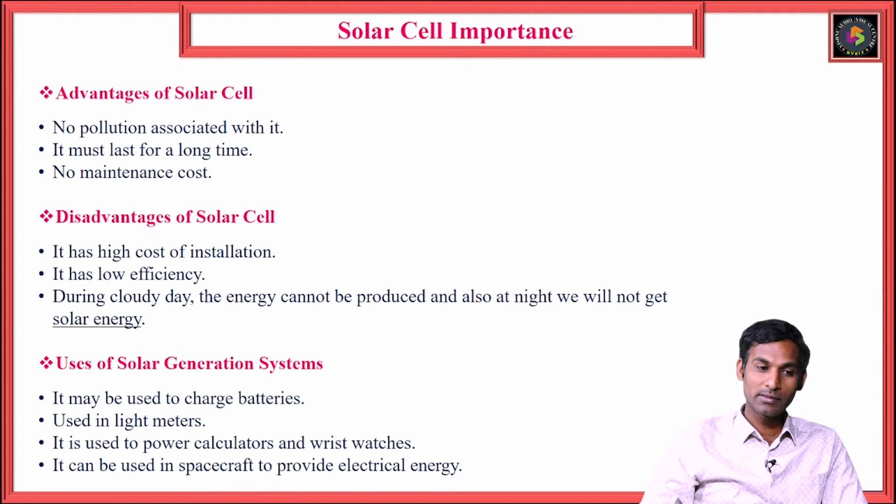In this slide, you can see the advantages, disadvantages, and uses of the solar generating system. The solar cell has no pollution associated with it. It must last for a long lifetime, and the maintenance cost is also very low. That's why it is said to have no maintenance cost.